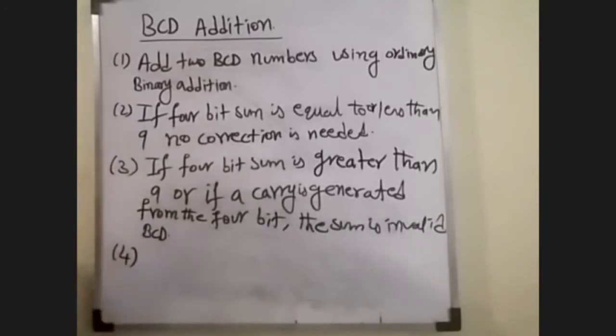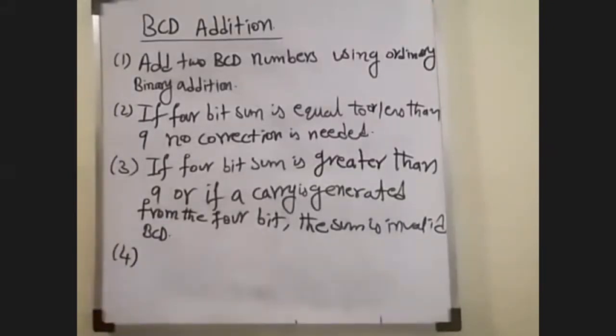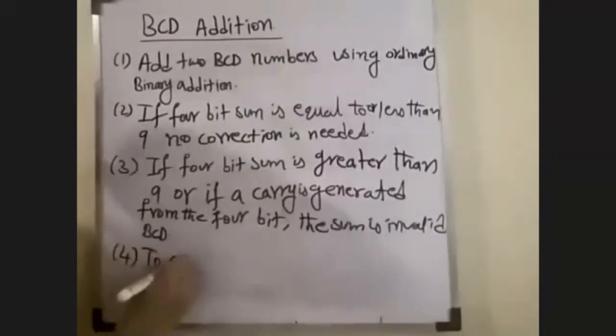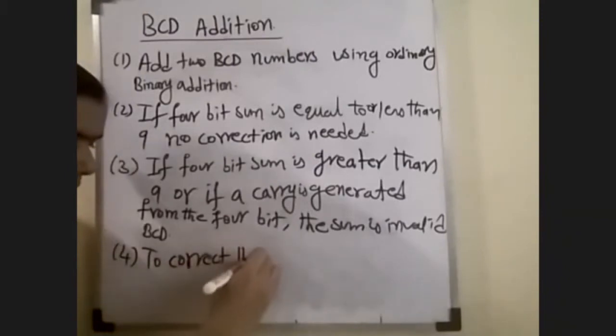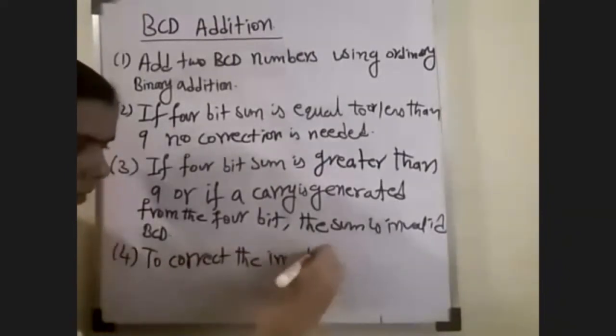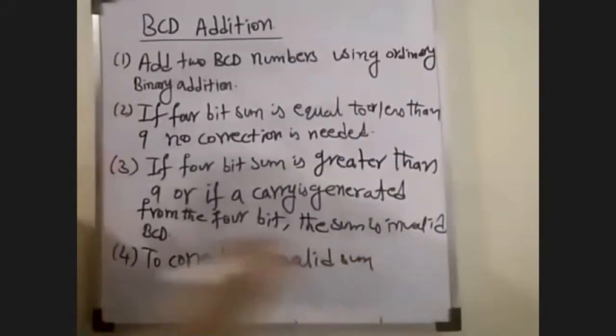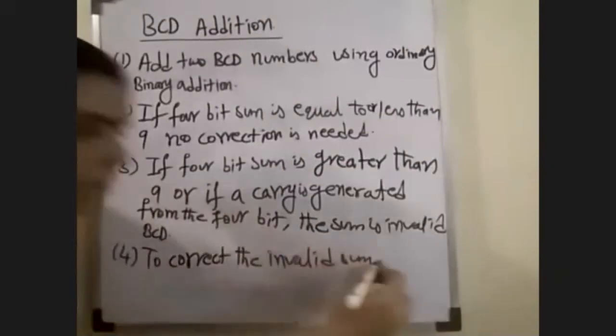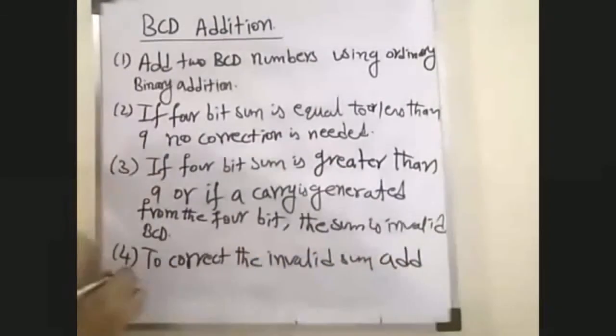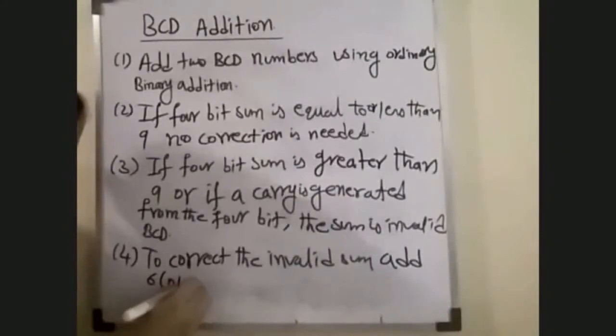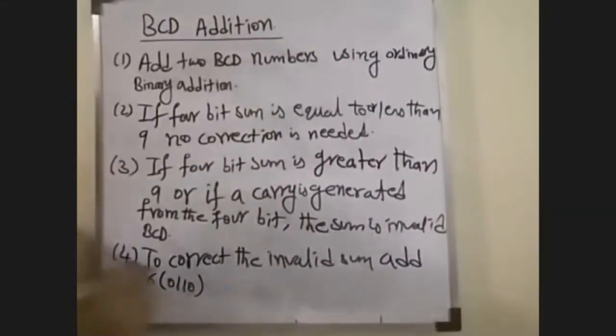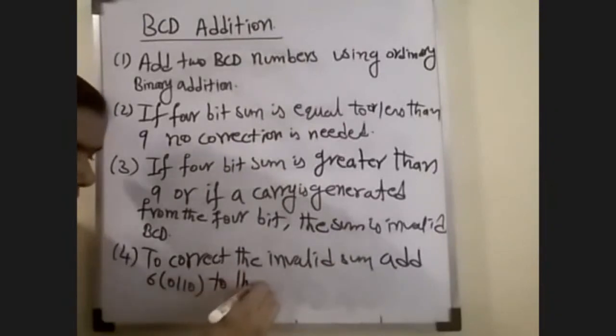The fourth step is to correct the invalid sum. To correct the invalid sum, add 6, that means 0110, to the 4-bit sum.